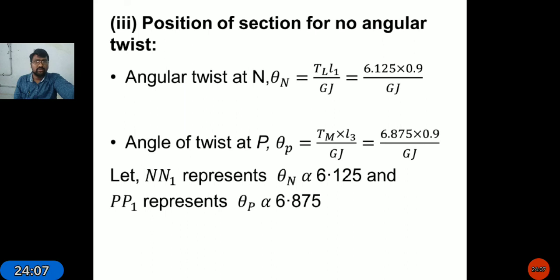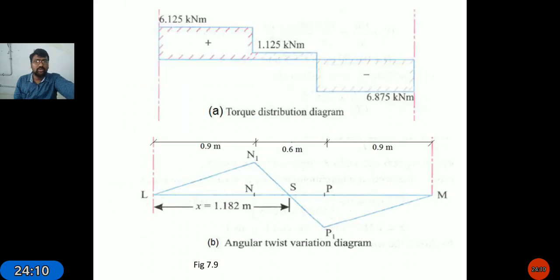By using these values, first the torque distribution. At point M the torque is maximum, that is minus, so you can draw it downward below the baseline from M to P with the same value. At point B, because of the applied load 8, it will change to 1.125. From here to here there is no intermediate torque, and again here we apply some torque, that is 5, so 5 plus 1.125, that is 6.125, which is the maximum torque developed at point A.